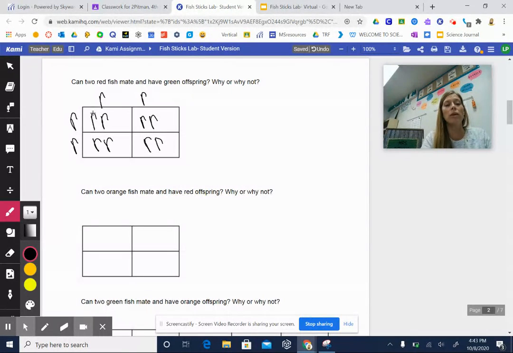So the question here says, can 2 redfish mate and have green offspring? Why or why not? If you put the answer because they're both red, no, they can't have green, that's not quite what we're looking for. For all of your answer choices, you should have talked about the words dominant and recessive.